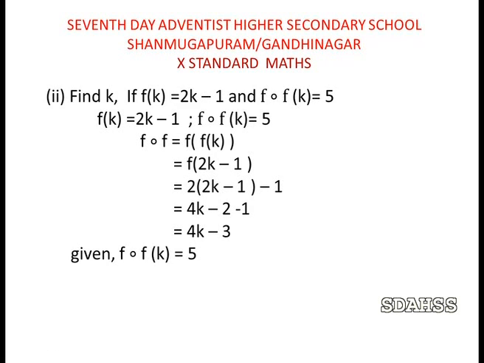But the condition is f dot f of k is equal to 5. Now you have to substitute f dot f of k is equal to 4k minus 3. If you substitute, you will get 4k minus 3 is equal to 5. Now you bring the 3 to the other side, so it becomes positive. So 4k is equal to 5 plus 3. 5 plus 3 is 8. So 4k is equal to 8. Then k is equal to 2. The value of k is equal to 2.